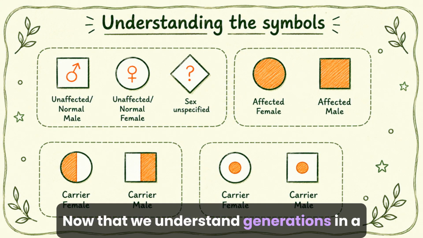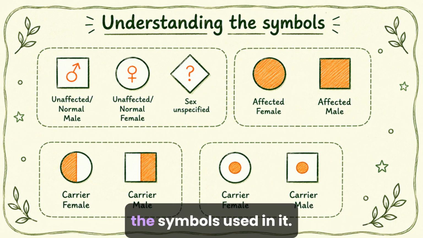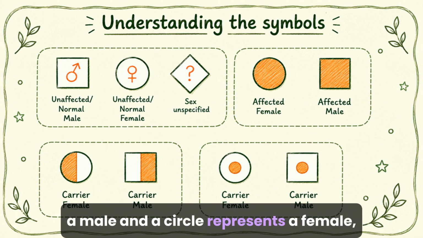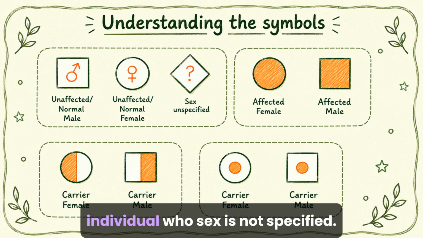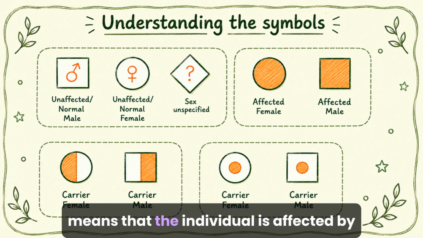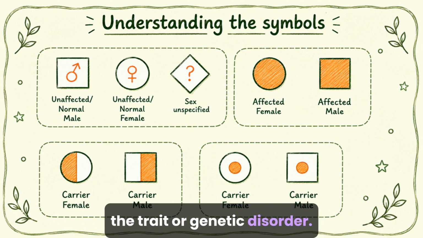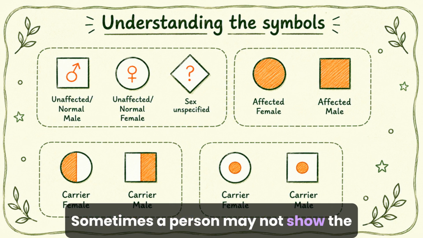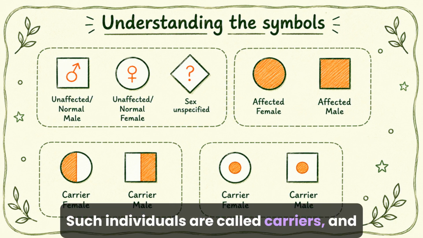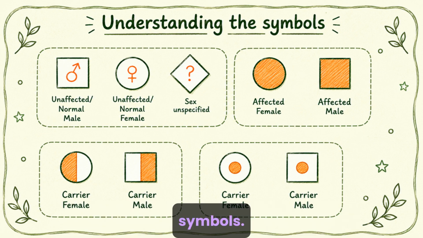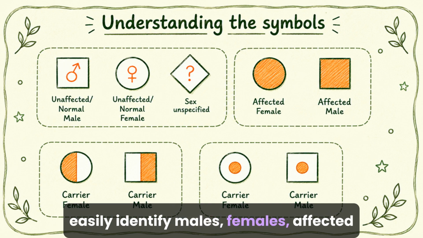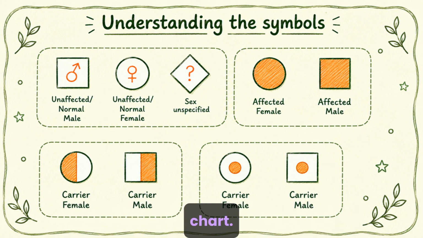Now that we understand generations in a pedigree chart, let's learn the meaning of the symbols used in it. In a pedigree chart, a square represents a male and a circle represents a female, while a diamond represents an individual whose sex is not specified. If a symbol is completely shaded, it means that the individual is affected by the trait or genetic disorder. Sometimes a person may not show the disorder, but can still pass the gene to the next generation. Such individuals are called carriers, and they are represented by special carrier symbols. So, by looking at these symbols, we can easily identify males, females, affected individuals, and carriers in a pedigree chart.